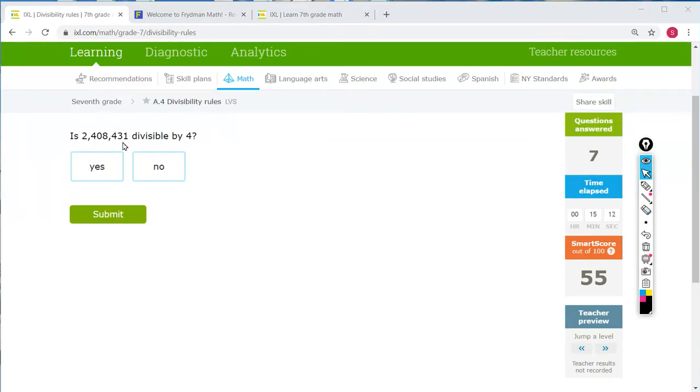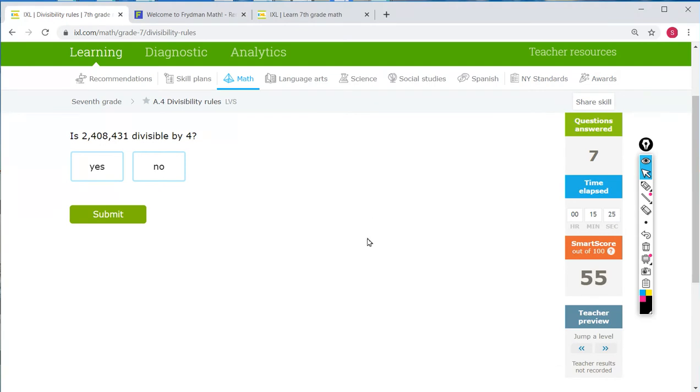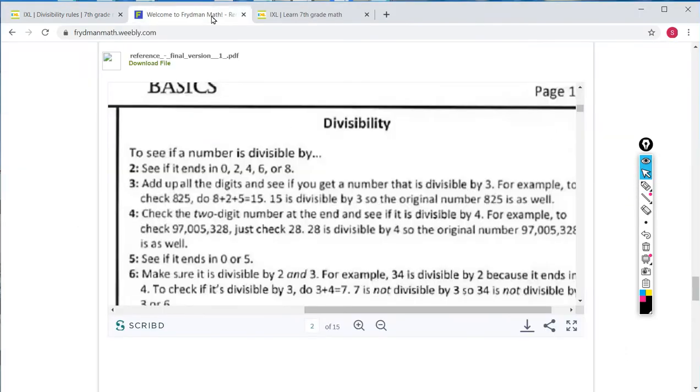Okay, is this number 2,408,431 divisible by 4? Let me just check to make sure I am recording here. Yeah, I'm recording. Good. Sometimes I get worried that I'm just talking to myself. Okay, so what's the rule to see if a number is divisible by 4? Let's go over to the reference pages, and here's 4 right over here. So to check if the number is divisible by 4, all we have to do is check the 2-digit number at the end and see if it is divisible by 4.